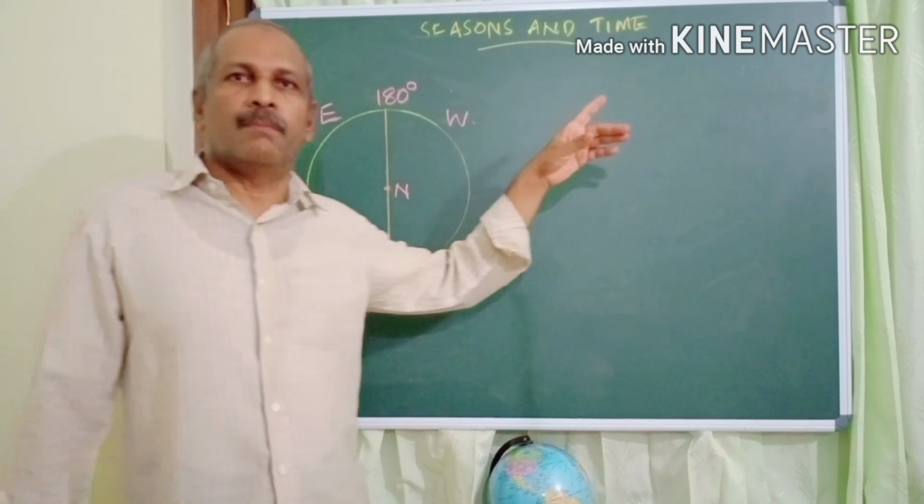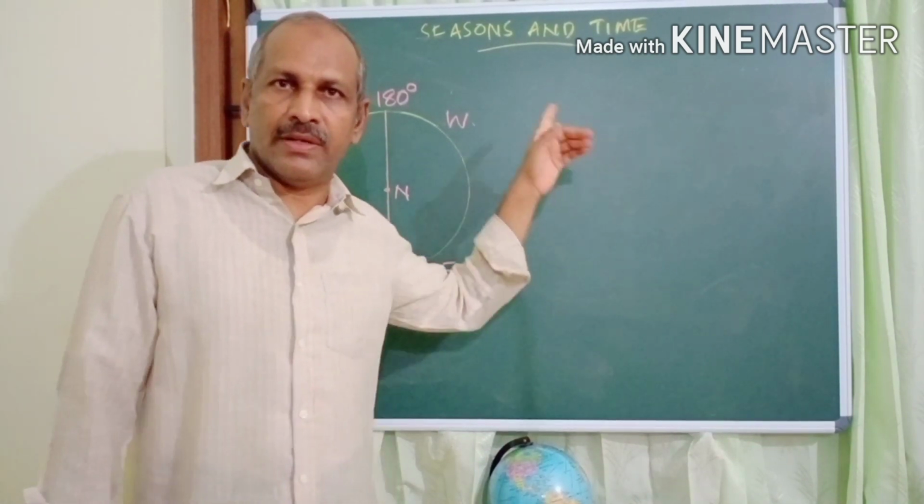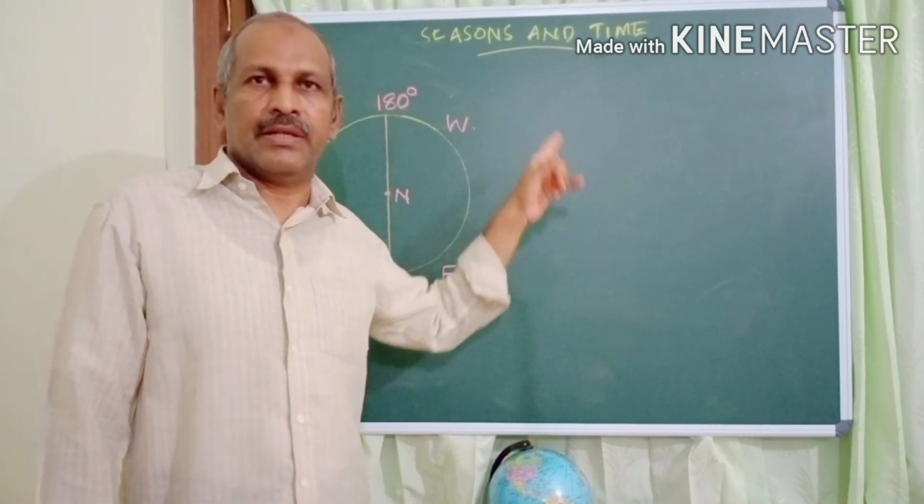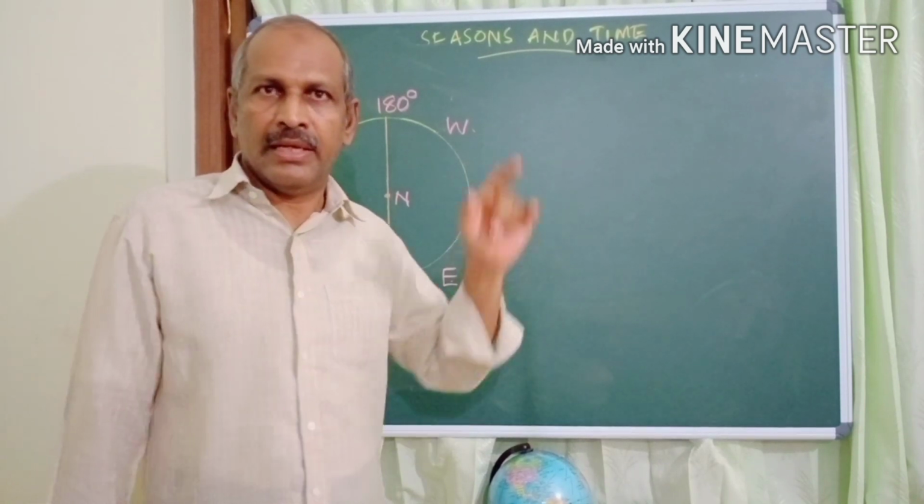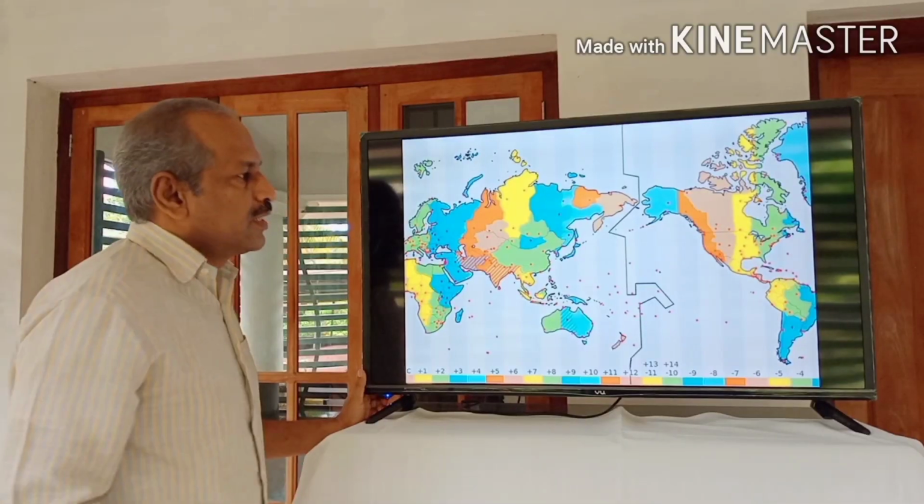And look at this map where you can see the International Date Line. The International Date Line is not a straight line; it is a zigzag line. See it. Look at this map.